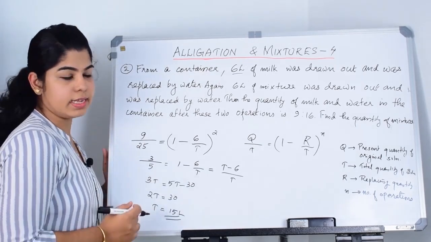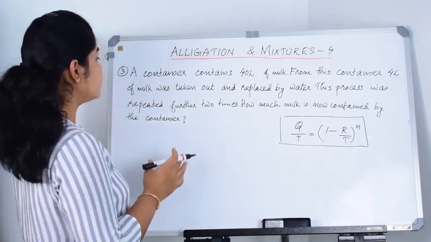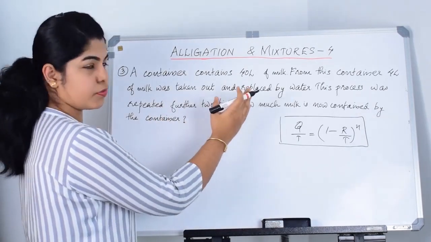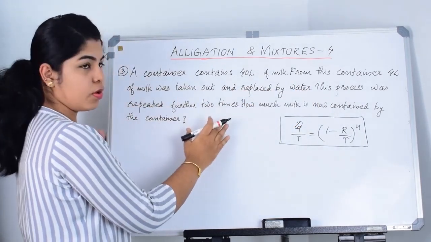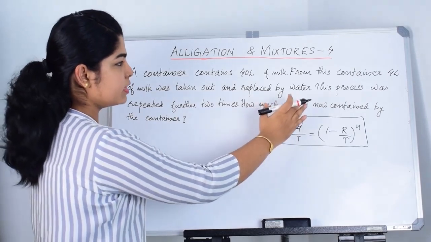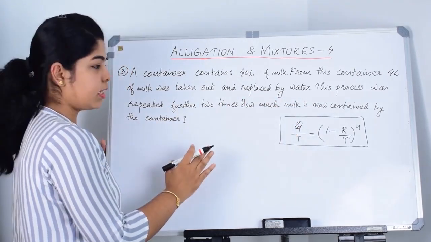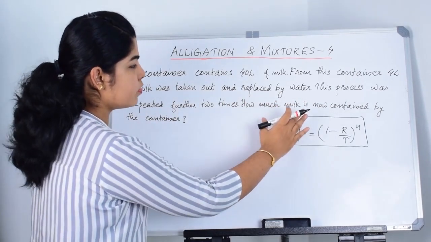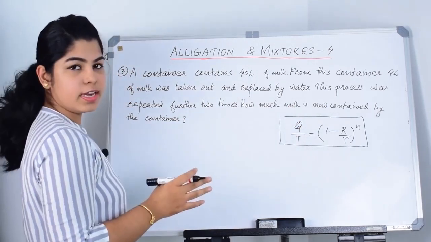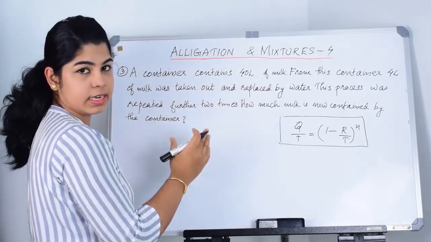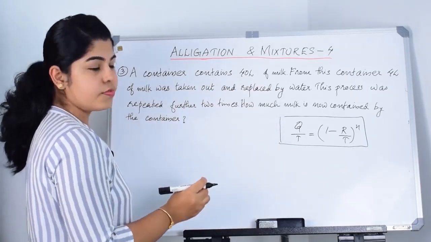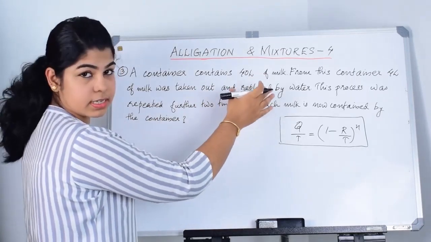Now let us solve another example. Our third question is, a container contains 40 liter of milk. From this container, 4 liter of milk was taken out and replaced by water. This process was repeated further 2 times. How much milk is now contained by the container? So here in our question, it is given a container contains 40 liter of milk. That is, the original quantity of solution, that is milk, is 40 liter.